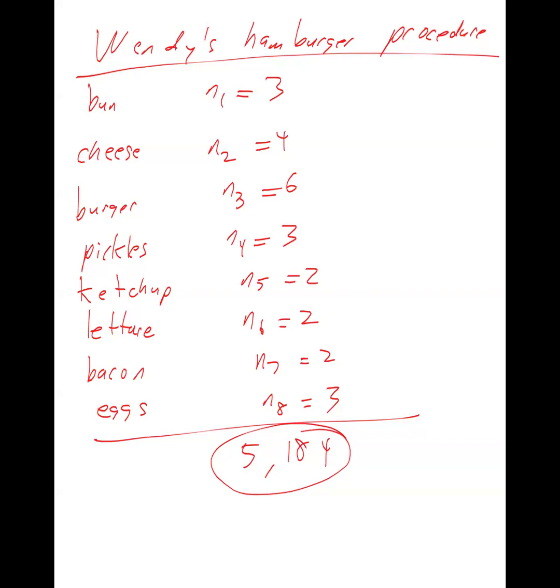So if you're really crazy, you could go to Wendy's every day for the next 15 years and try to have a hamburger every possible way. That'd be sort of silly. So you now know the counting rule.